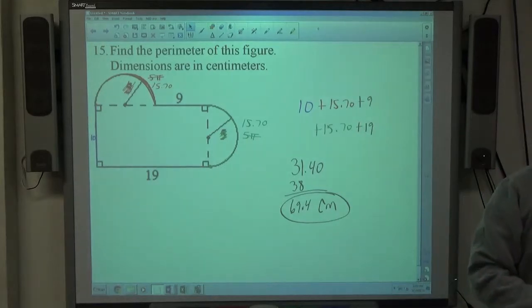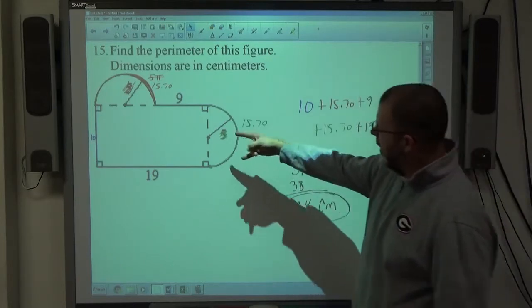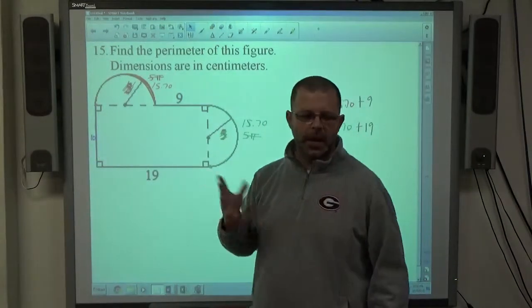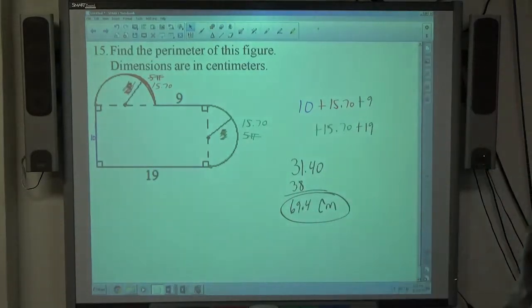Okay, so expect a similar looking figure. I'll have different dimensions, of course, but same type of figure. Half circles will be happening. You probably have to know a diameter in order to find a missing side like that, so be ready for those types of issues.